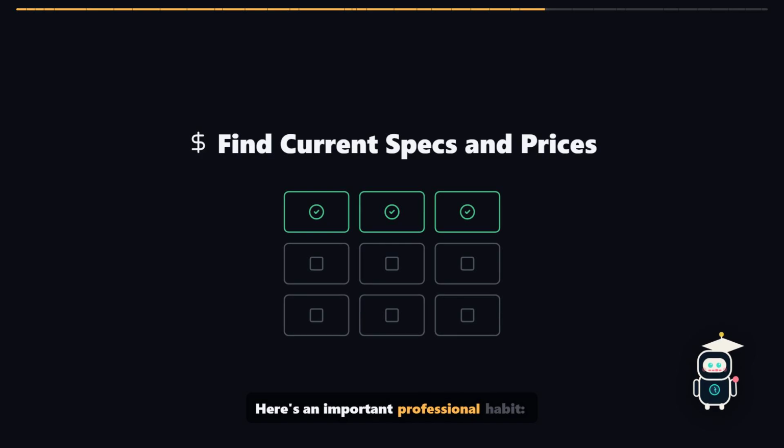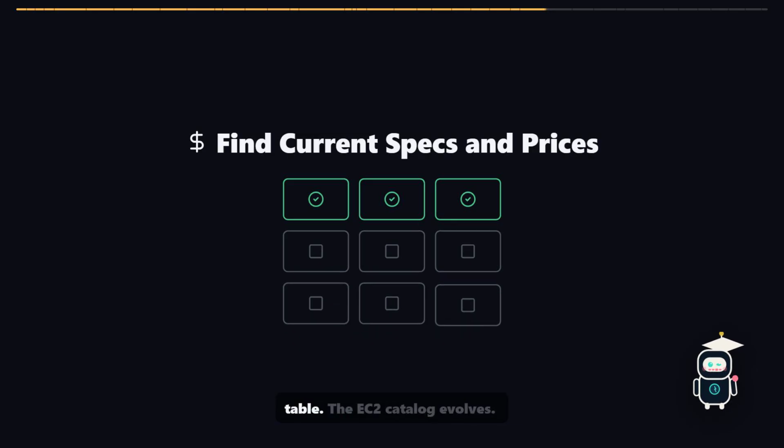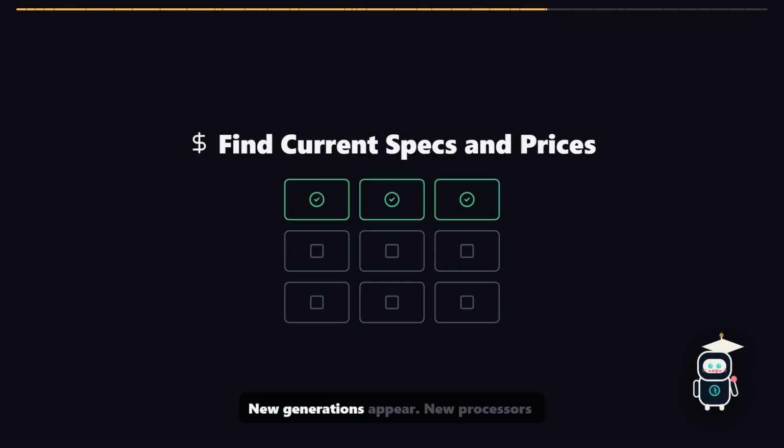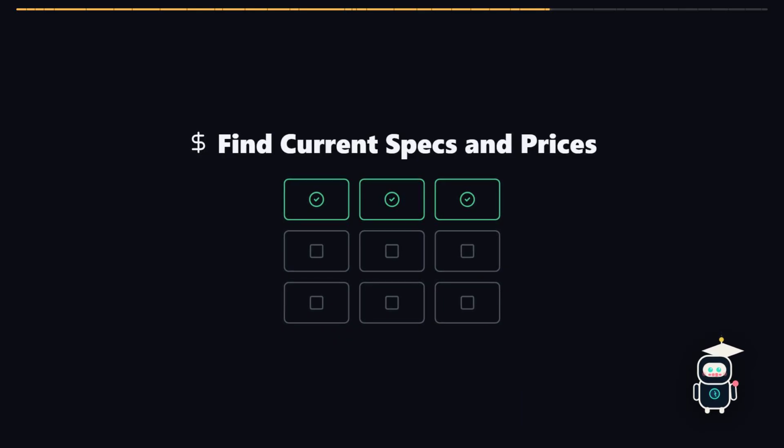Here's an important professional habit. Don't memorize an EC2 specification table. The EC2 catalog evolves. New generations appear. New processors become available. Pricing varies. And not every instance type is available in every region. Instead, know where to find current information.